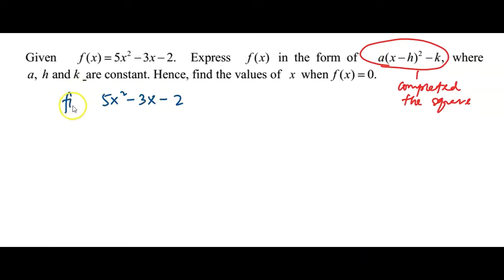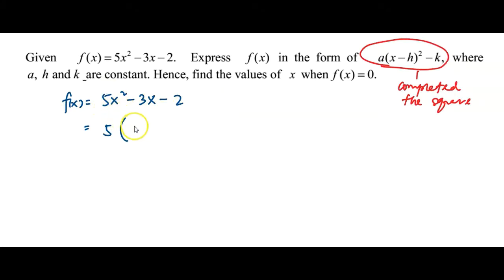Alright, this is your f(x). To do completing the square, firstly, we must make sure that the coefficient of the x squared is 1, meaning that we need to factor out the 5. Cannot divide by 5, please, because this is an expression, it's not an equation. So you cannot say divide 5 at both sides. There is no such thing. You have to factor out the 5.